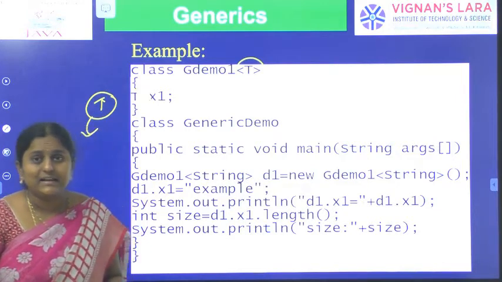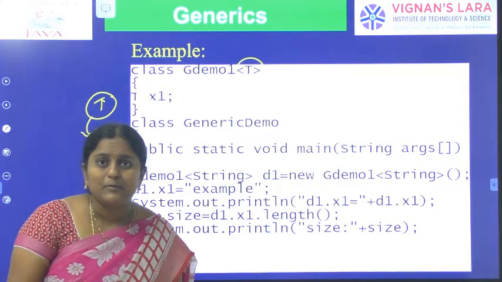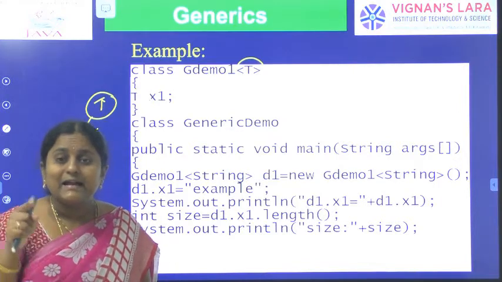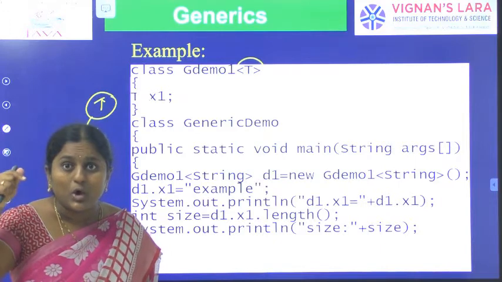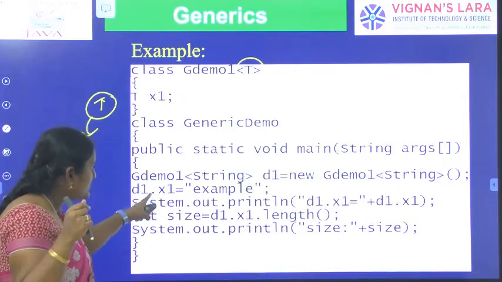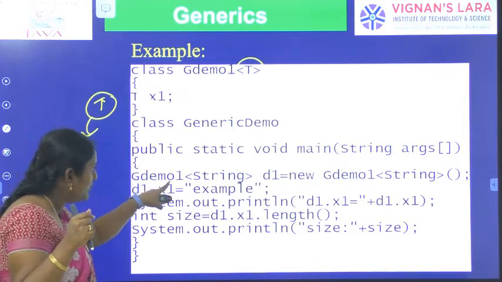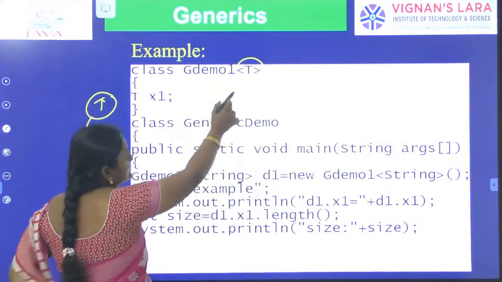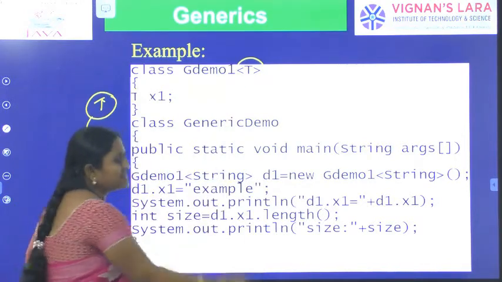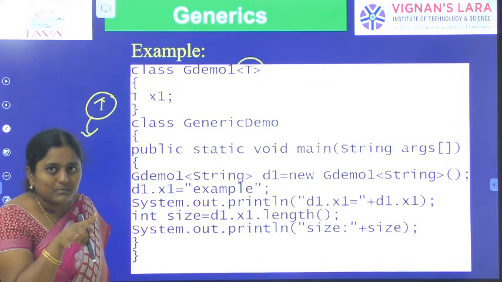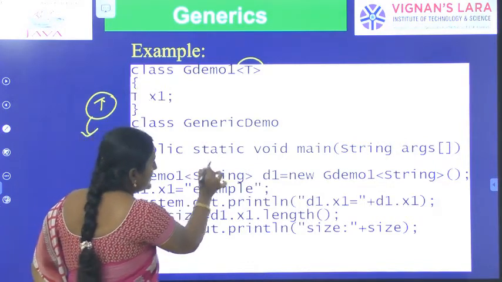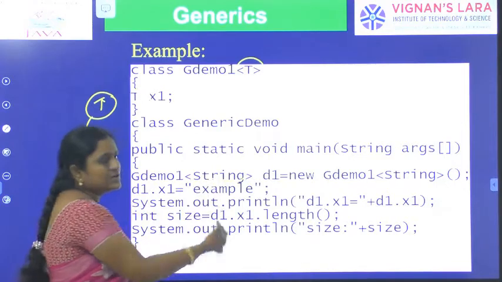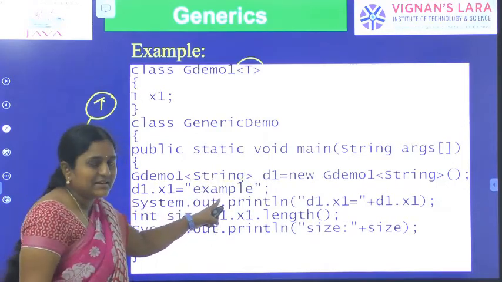What is generic? Generic is an element whose data type would be mentioned by the end user at the time of creating an object of the class. Here I am creating an object of the class. What is our class? GDemo1. Here T is the data type. What is the data type here? String. It is a String data type.